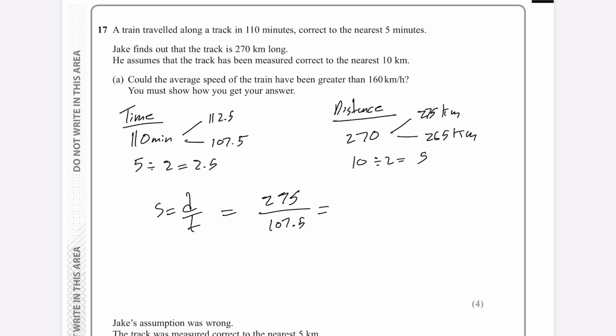And if you put that into your calculator, then you get 2.558, but that's in minutes because we're working in minutes here, but the answer needs to be in hours because he's given us in hours, so times that by 60 and that becomes 153.488, and then your answer is no. And of course you write a line saying no, it could not have been greater than 160.